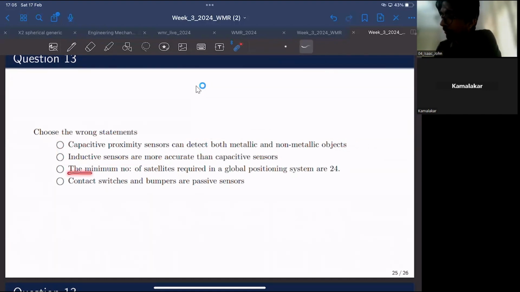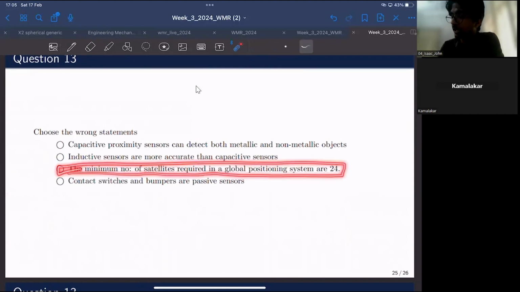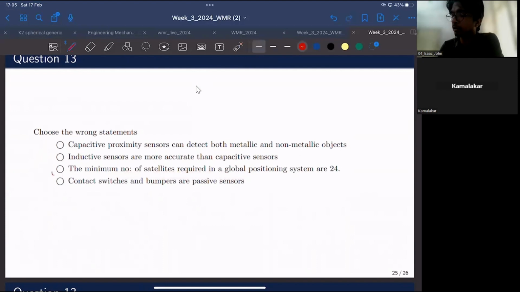What about this? Minimum number of satellites required in a global positioning system are 24. So that is indeed wrong, right? The number of satellites in a GPS system is 24. That is correct. But the minimum number of satellites required is not 24. It is 4, because you only need 4 satellites to exactly pinpoint the location of a beacon on the ground. So that is a false statement.